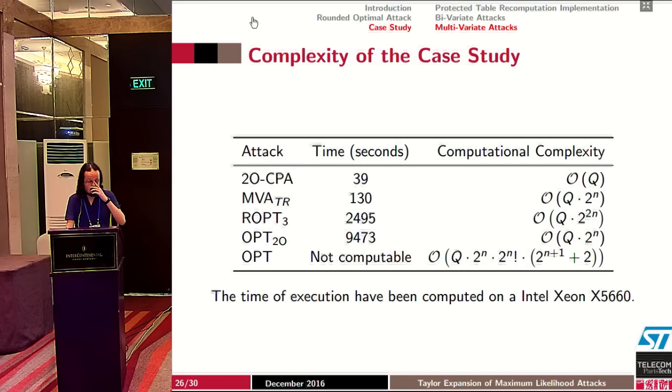We can now study the complexity of this case study. We can see that, of course, the optimal distinguisher is not computable due to these high factorial terms. We can also notice that our new attack is longer to compute than the multivariate attack. But we will see later that it gives better results.